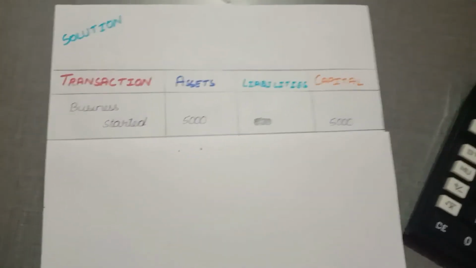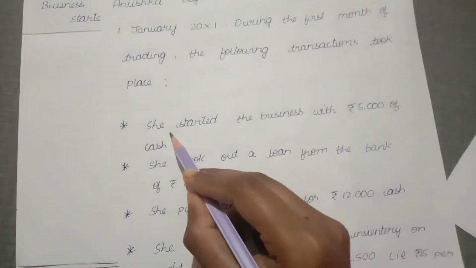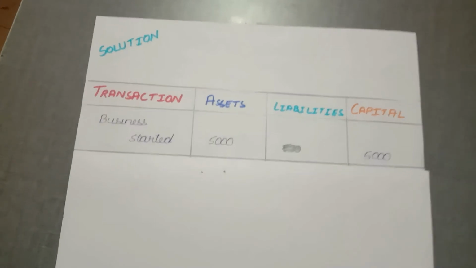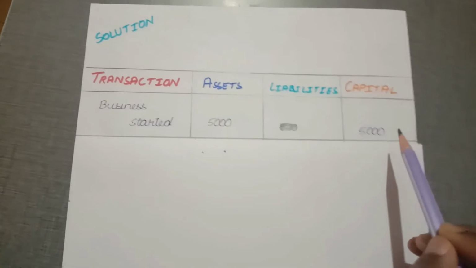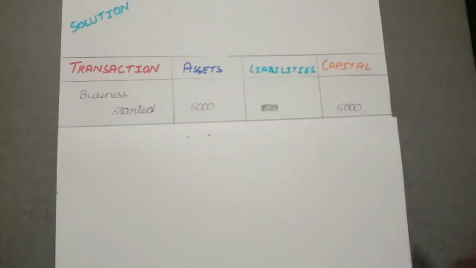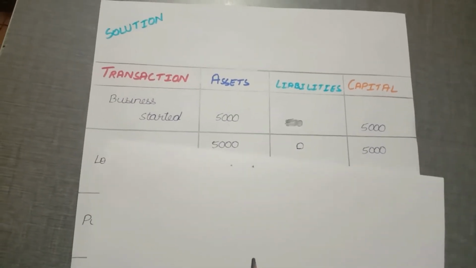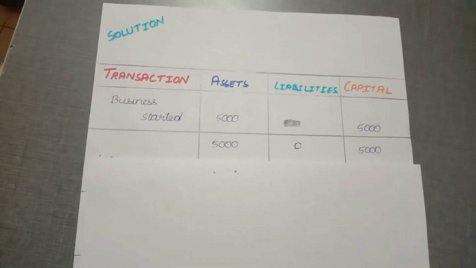This is the format for the accounting equation. In the question we saw that she started the business with 5,000 of cash. So the transaction would be business started, that is 5,000, and she has invested, as I've said, whatever she has invested in her business is considered as capital. So that is 5,000. The total would be 5,000. There is no liability, so we have to take it as 0.